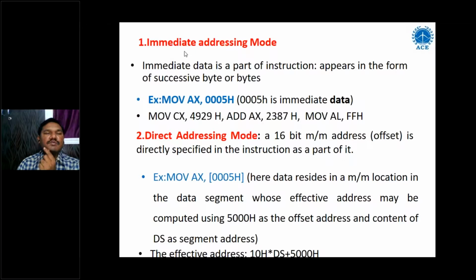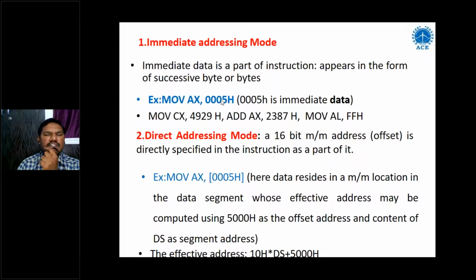What is immediate addressing mode? It is immediate data. Suppose here the data is 5. I should not write 5, it should be in terms of 16 bits, so we have to write 0005H. Even though these three zeros don't have any value, we have to represent it as 0005H. H stands for hexadecimal, so each digit has a 4-bit equivalent. Here AX stands for 16 bits, so 0005 is an immediate 16-bit data.